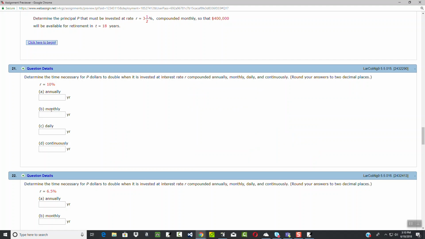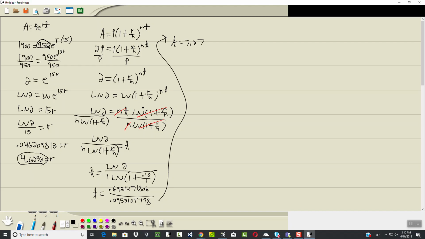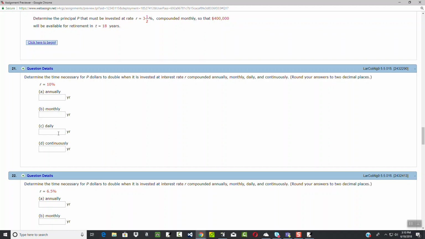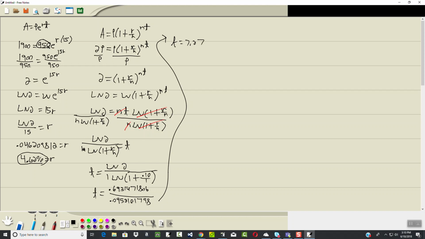Now you do the same thing with monthly, but n would be 12. So where the n is here, you put a 12. For the daily, n would be 365. So where the n is, you put 365. But other than that, you do it the exact same way. You can use this existing formula, so you don't have to keep deriving it each time on these problems.